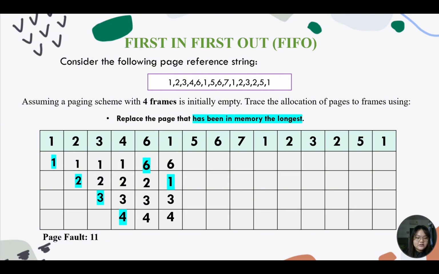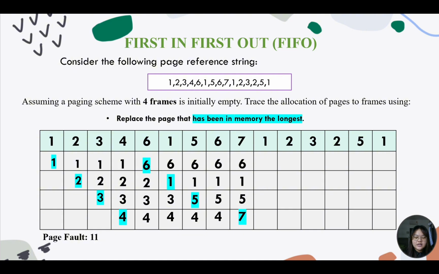Then we can see 5 is not in main memory, so with 6, 1, 3, 4, 3 is the oldest page, so we replace it with 5 and it will become 6, 1, 5, 4. Next, 6 is already in main memory, so we call this a page hit. We do not need to replace any pages, just keep the pages. Next, the number 7 is not in main memory, so we see 6, 1, 5, 4. 4 is the oldest page, so we replace it with 7, and it will become 6, 1, 5, 7.